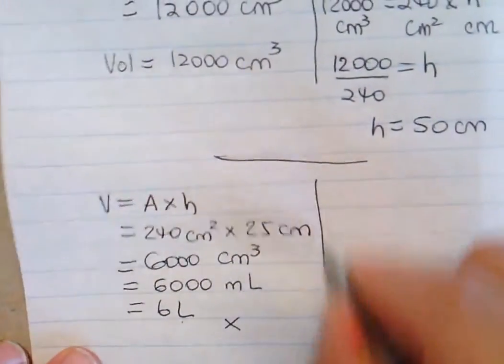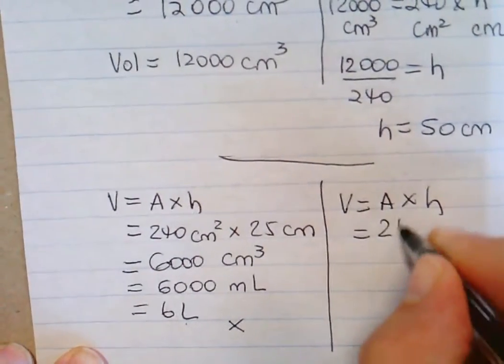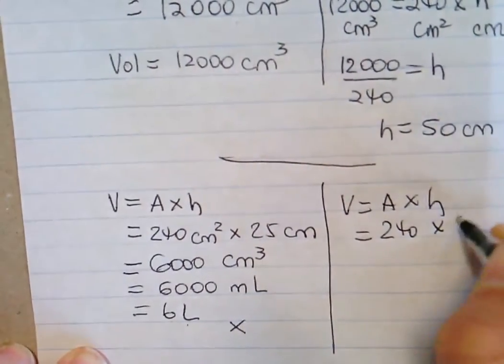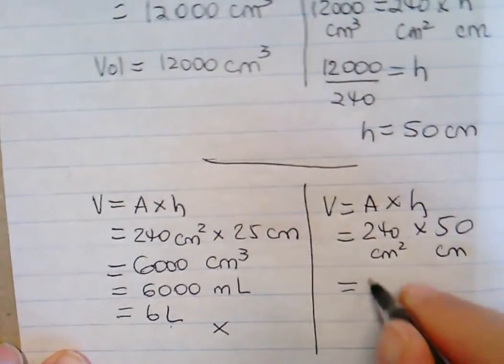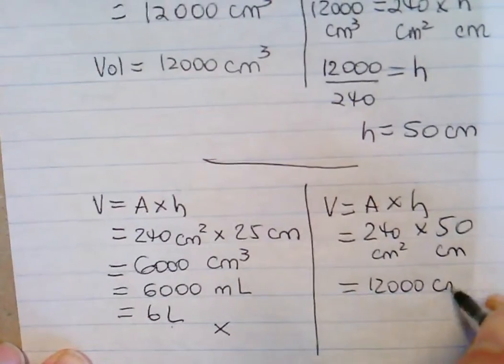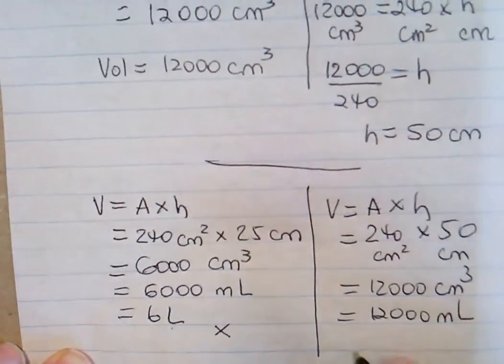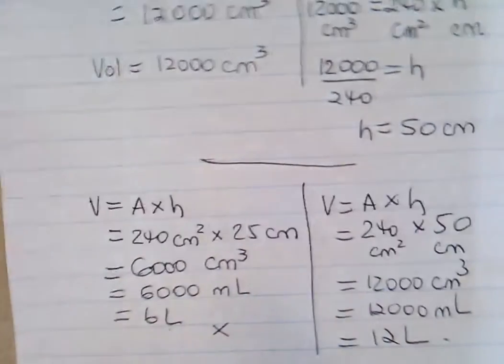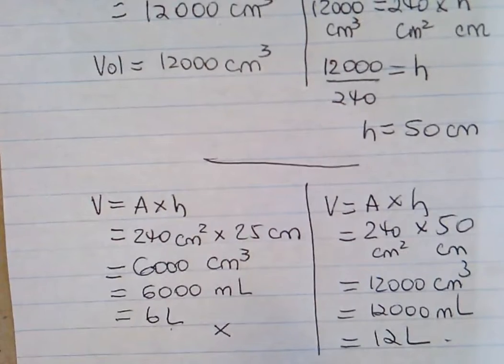So we're going to try. So we're thinking, look, the volume, the height must be the 50. And that would give me 12,000 centimetres cubed, which is 12,000 mils, which is 12 litres. See, that's the other way if you don't want to work backwards.